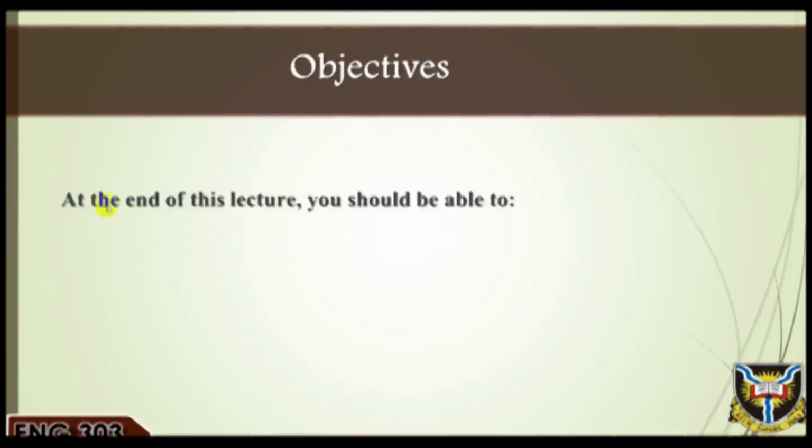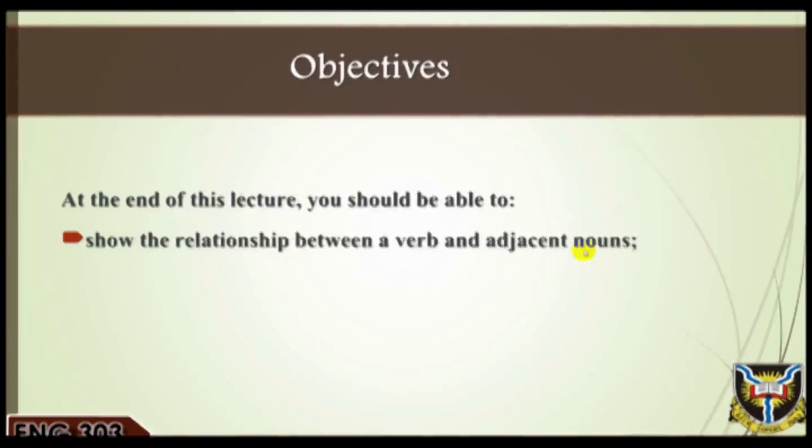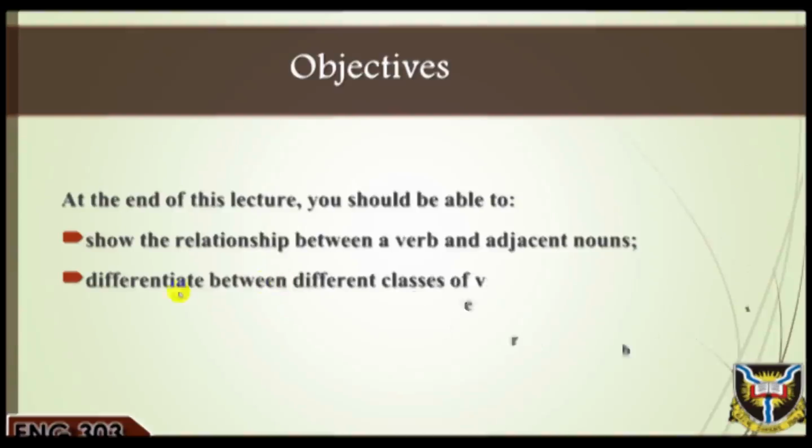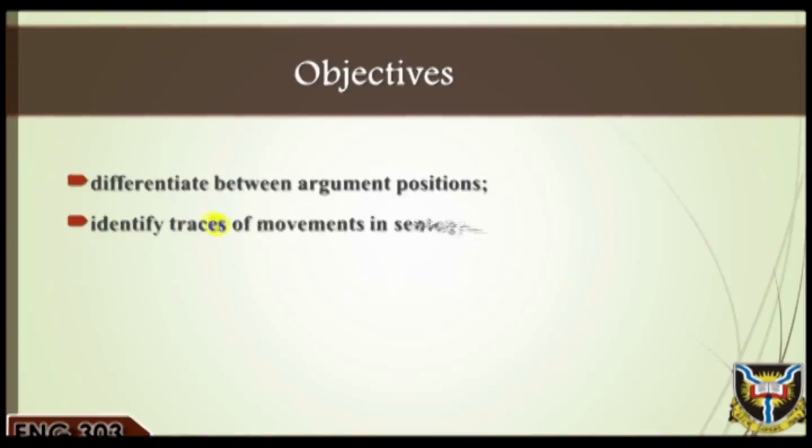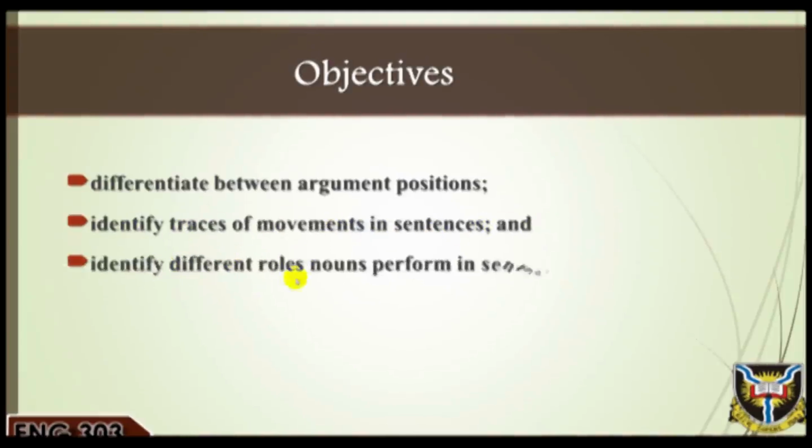Objectives. At the end of this lecture, you should be able to: 1. Show the relationship between a verb and adjacent nouns. 2. Differentiate between different classes of verbs. 3. Differentiate between argument positions. 4. Identify traces of movement in sentences. And 5. Identify different roles nouns perform in the sentences.